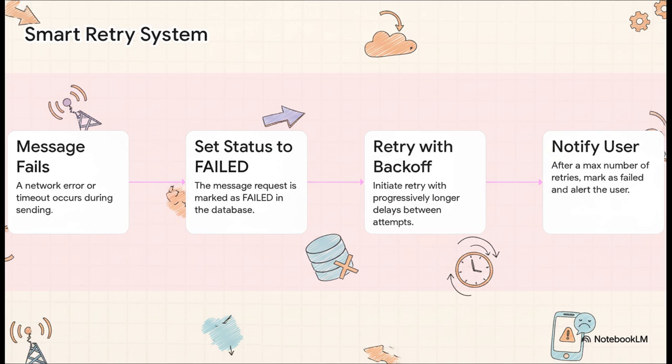The answer is a smart, patient retry system. When a message fails, we don't just give up. We mark it as failed and schedule a retry using a strategy called exponential backoff. This just means we increase the wait time between each attempt. We wait 1 second, then 2, then 4, and so on. This is smart because it stops us from hammering a weak network and gives it a chance to recover.